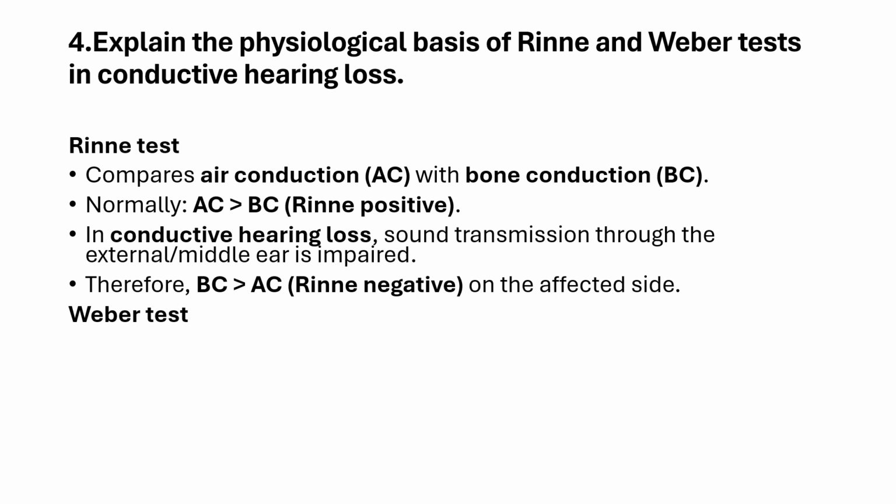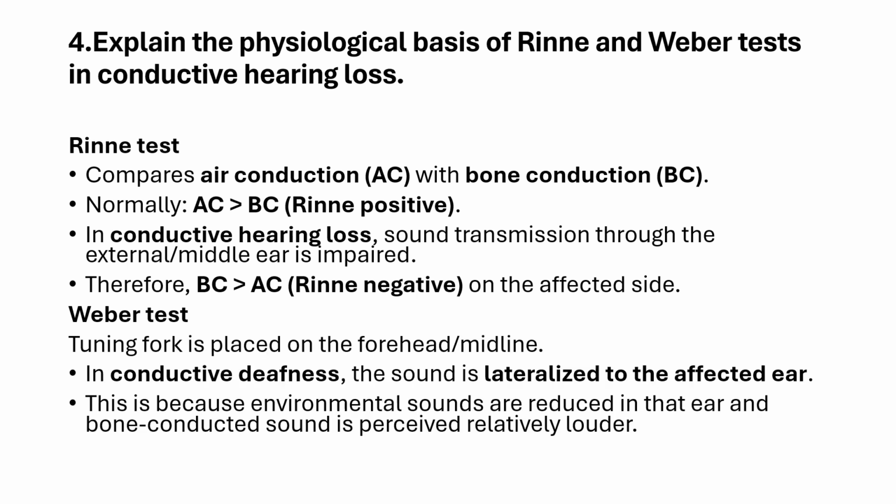Weber's test is comparing the bone conduction in both the ears. If an ear is having conductive hearing loss, in that ear the external sound influence will be lost. So when you do bone conduction, it will be louder in the affected ear. So the sound will be heard more in Weber's test in the affected ear, the ear with conductive hearing loss. So in conductive deafness, the sound is lateralized to the affected ear because environmental sounds are reduced in that ear, and bone conducted sound will be perceived much louder.